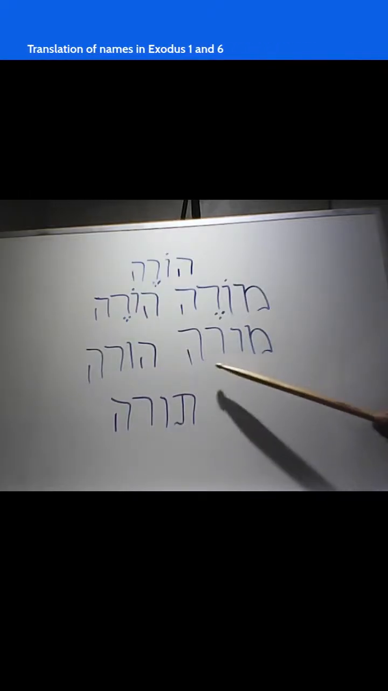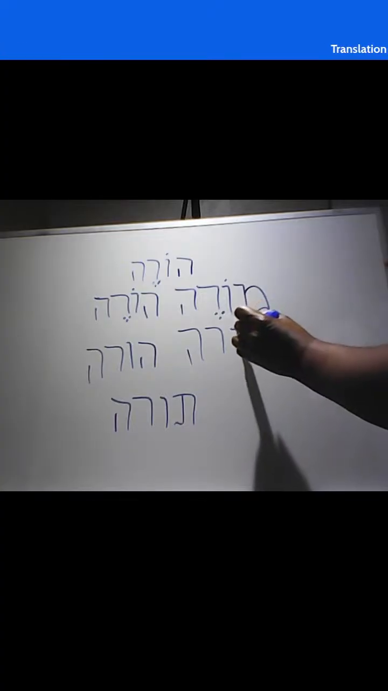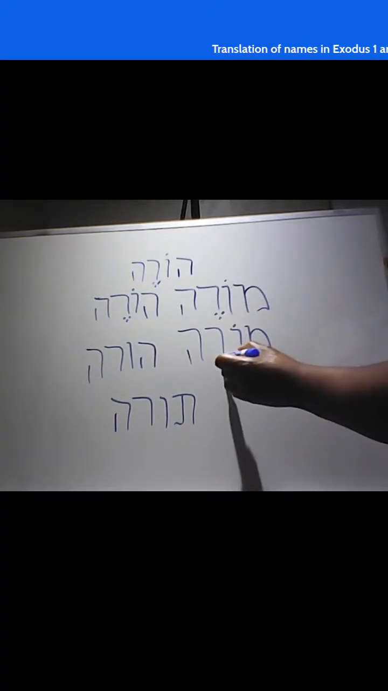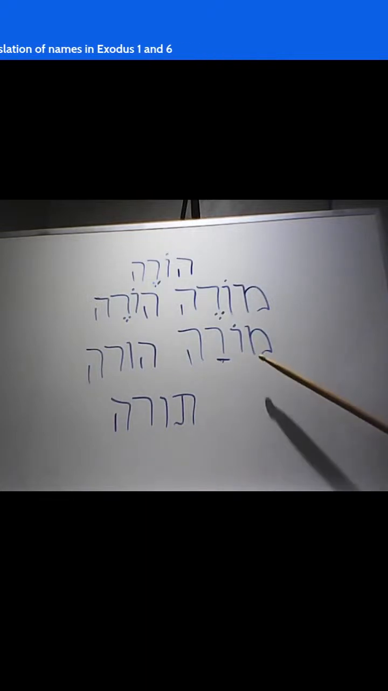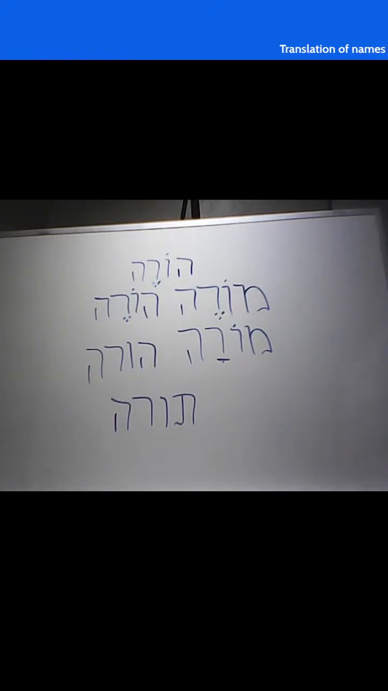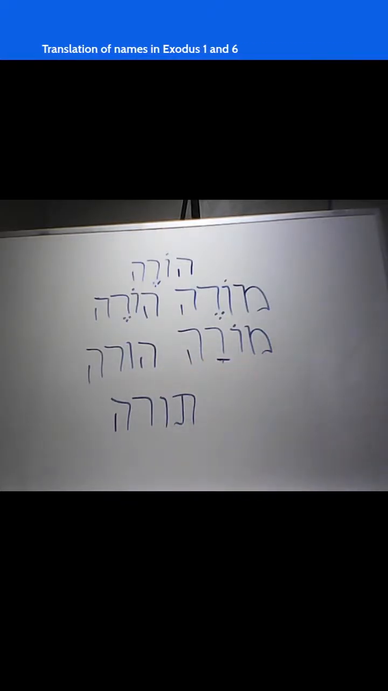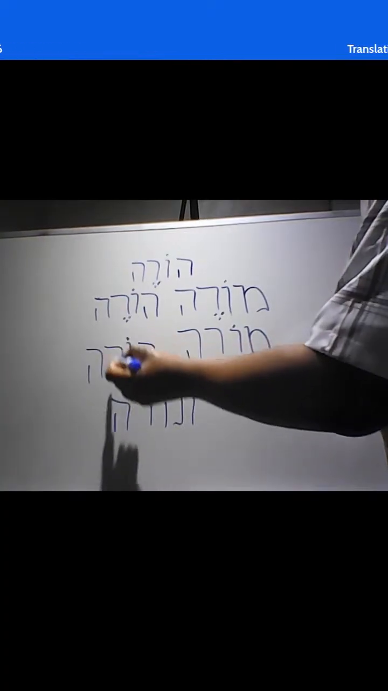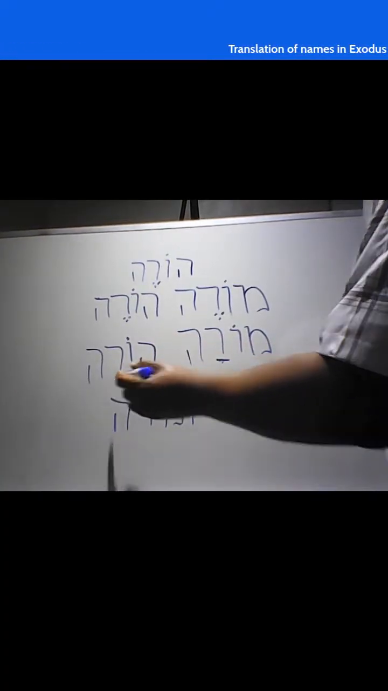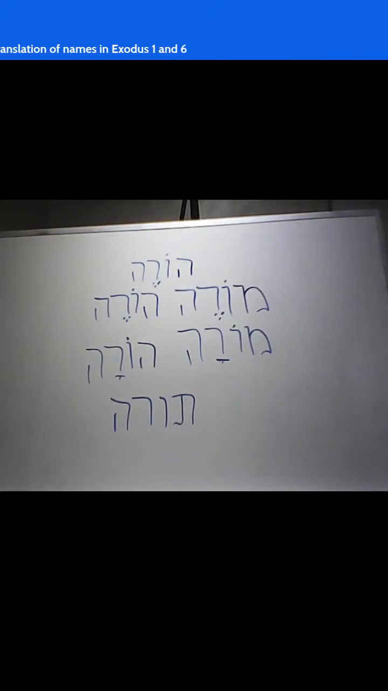Now, we have this word here. Okay. And we have it as morah. The word morah, meaning teacher, a female teacher. All right. Then we have here the word hora. Okay. Hora, meaning female parent. So what do we see so far?